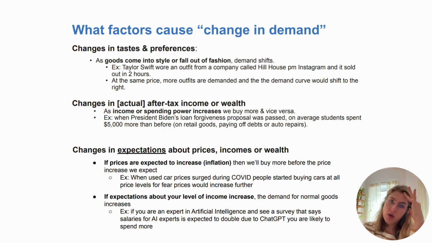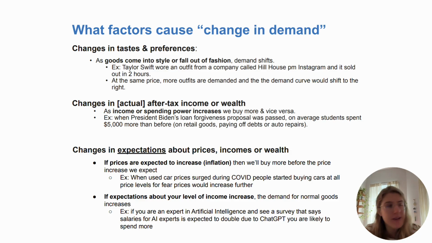Okay, so we know now that a change in demand means the entire demand curve shifts. So let's look at what actually causes a shift in the demand curve. The first thing that could shift a demand curve is changes in tastes and preferences of consumers. So when something comes into style, people buy more at the same price, and the demand curve shifts to the right, right? So for example, when Taylor Swift wore an outfit from Hill House on Instagram, demand spiked instantly and the product sold out within hours. Right?